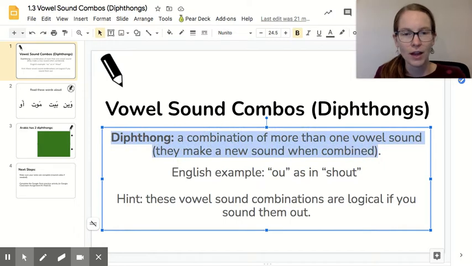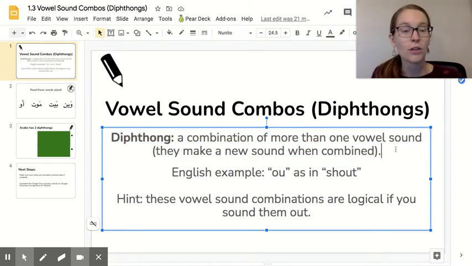So write this down. Okay. Diphthong is a combination of more than one vowel sound. Okay, so what that means is when you have these, it's two vowels. When they're next to each other, they make a sort of different sound when they're combined than they do when they're separate. All right, so once you've written down the title, write down this. You can pause the video if you need more time to write it down.